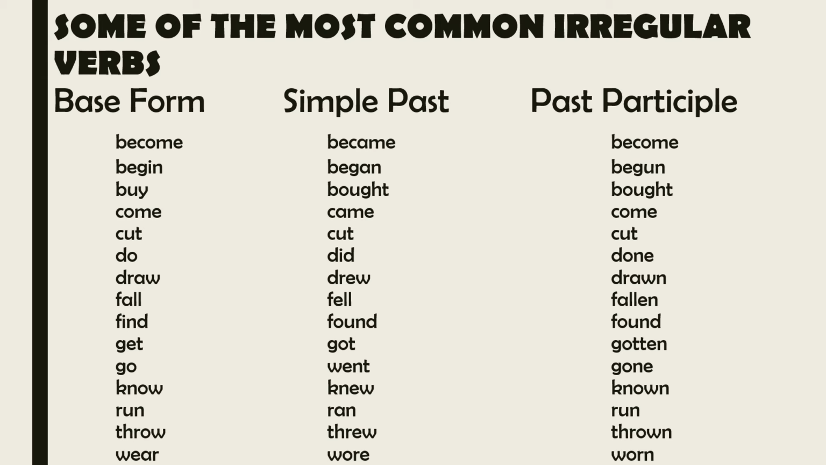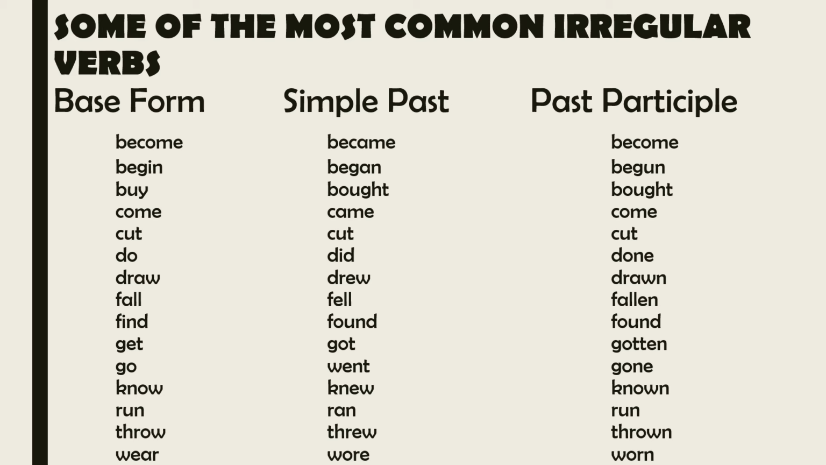Some of the most common irregular verbs are become, begin, buy, come, cut, do, draw, fall, find, get, go, know, run, throw, and wear.